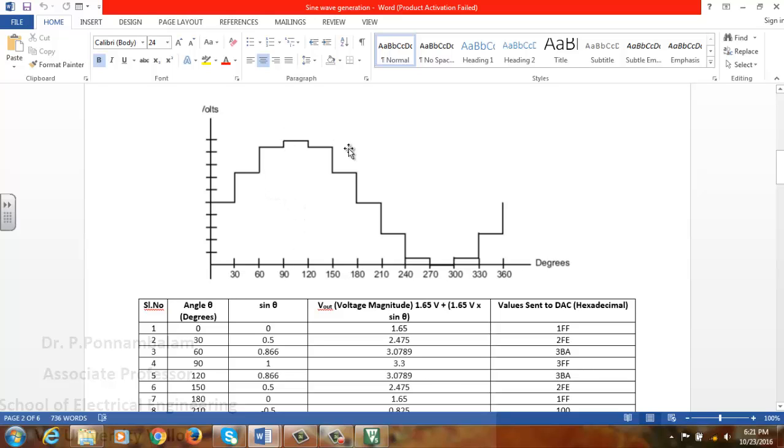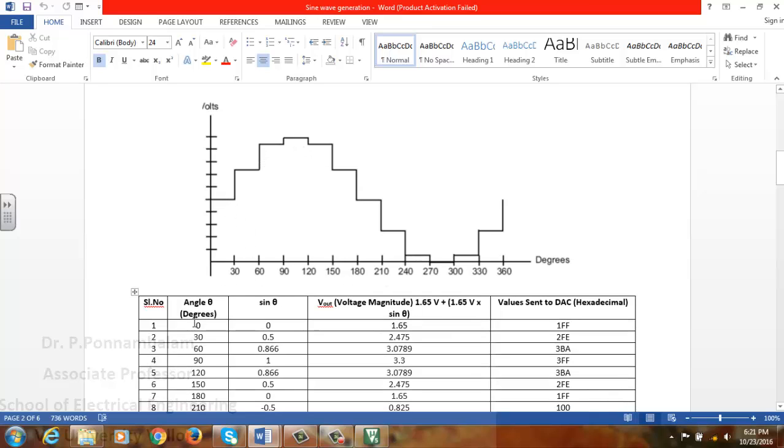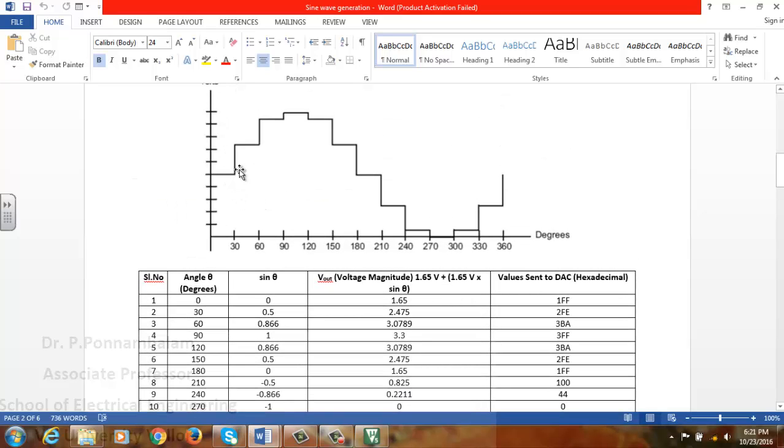So obviously the waveform will look like this. It won't look like a pure sine wave, but in case you decrease the values of the degrees, obviously the sine wave will look much smoother. So I'm going to sample at 30 degree, then 60 degree, 90 degree, 120 degree. You can see that till 30 degree it will stay here, and after that from 30 degree it will go this way, and 60 degree, and from 90 degree. So it follows a stepped waveform, but it resembles a sine wave.